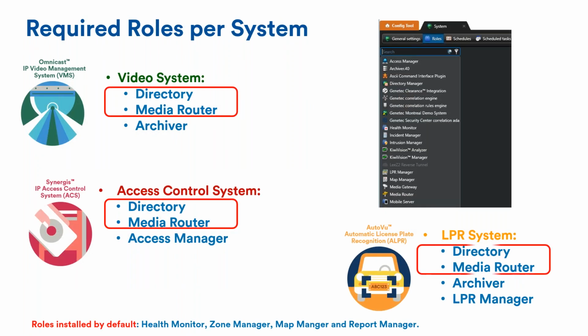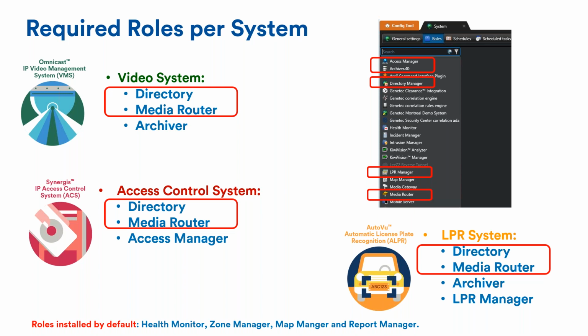Now, one thing I'd like to point out is that, as I mentioned before, we have these three core modules, Omnicast, Synergis, and AutoView. As you can see over here, for each of these modules, there are some common features that are supported. So all of them will have a directory and media router. And we have some other common features like Health Monitor, Zone Manager, Map Manager, and Report Manager that are also commonly used features and functions of each of these individual modules.